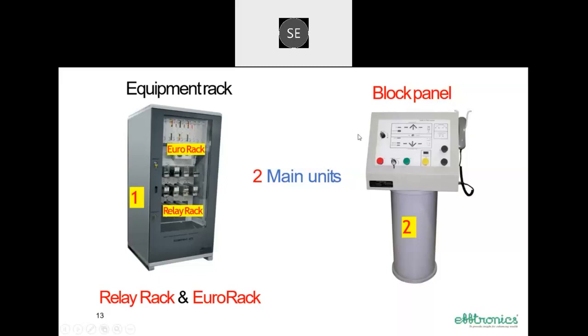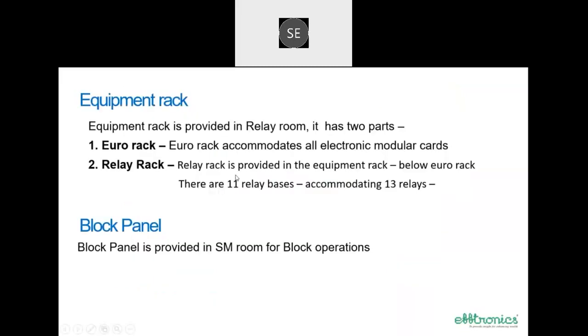The second main unit is the block panel. This block panel is provided in the station master room for block operations. So it is a man-machine interface, this block panel. So these are the two main units of the block instrument.